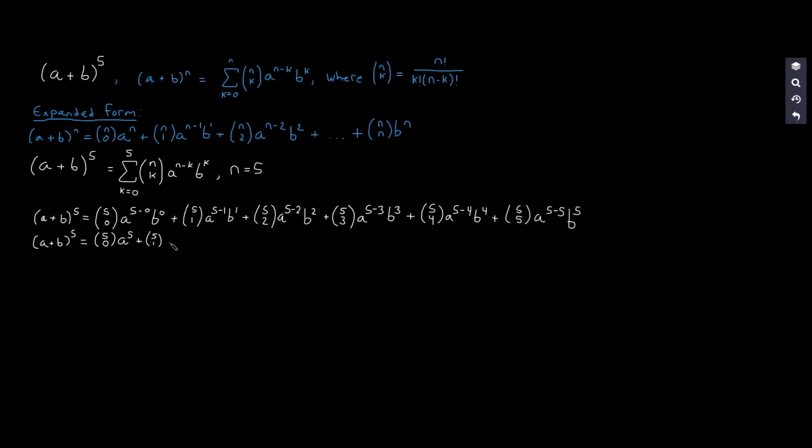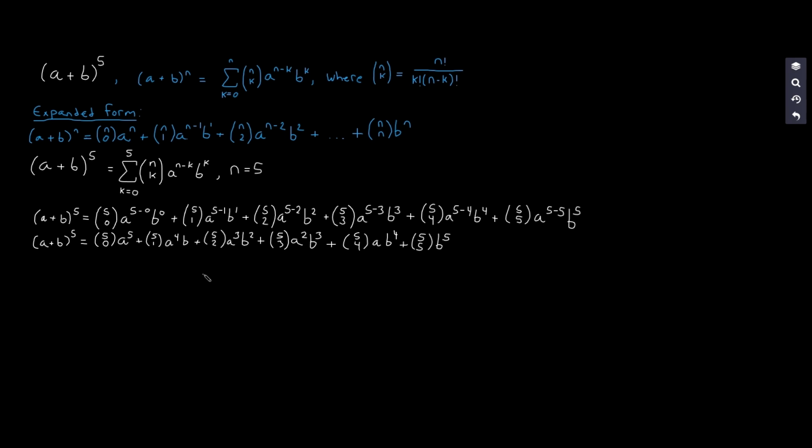Well, 5 minus 1 is going to be 4, so we'll have a raised to the fourth power times b, plus 5 choose 2 times a raised to the third times b raised to the second, plus 5 choose 3 times a raised to the second and b raised to the third, plus 5 choose 4 times a raised to the first, or just a, times b raised to the fourth, plus 5 choose 5 times b raised to the fifth.